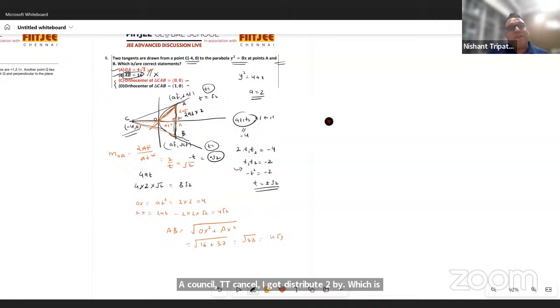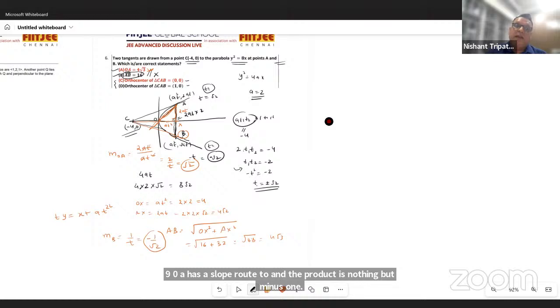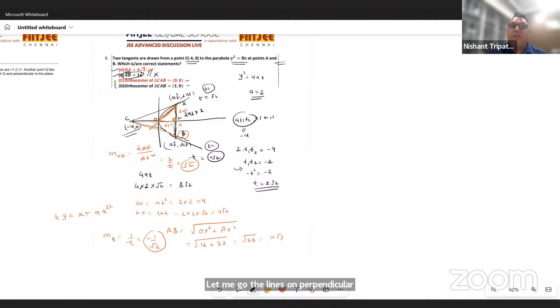And if I look at the slope of tangent at B, that equation is ty is equal to x plus at². From there, you can find the slope is nothing but 1 upon t. And for a point B, whose t value is -√2, the slope will come out to be -1 upon √2. So -1 upon √2 is the slope of line CB, and the line OA has a slope √2, and the product is nothing but -1. That means both the lines are perpendicular. Hence, O is the orthocenter of this triangle.